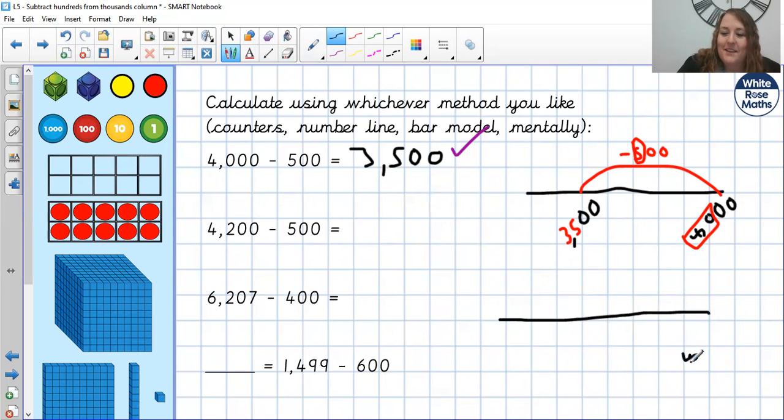4,200, and we're going to be taking away 500. You could do a jump of 200, and then a jump of 300 to make up your 500, or you can do it all in one go, like we've been practicing, and do the one jump here of 500. So we're going to do this blue method here.